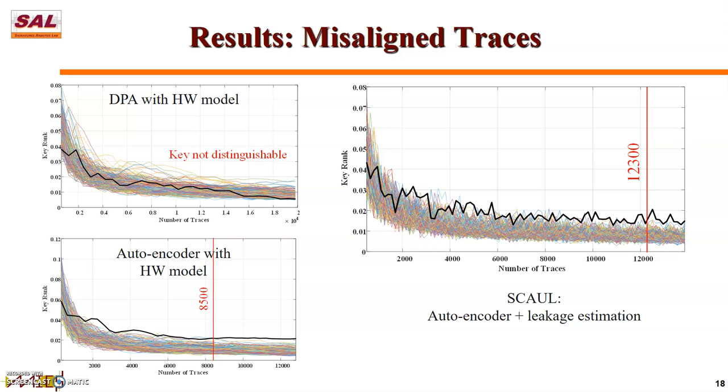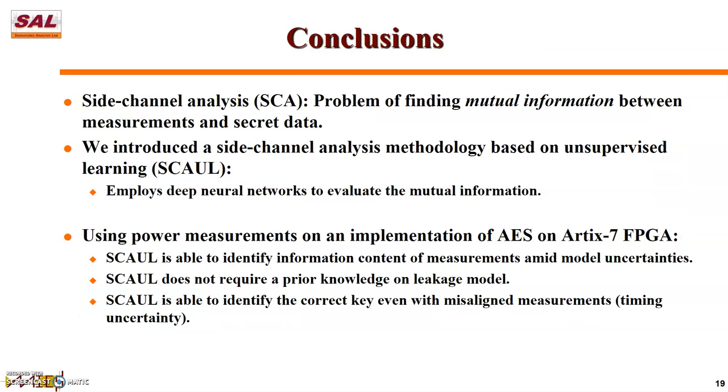Finally, the results of the SCAUL attack with misaligned traces are shown in the right figure. By collecting nearly 12,000 traces with a timing uncertainty equal to 20% of a clock cycle, SCAUL is still able to recover the correct key.